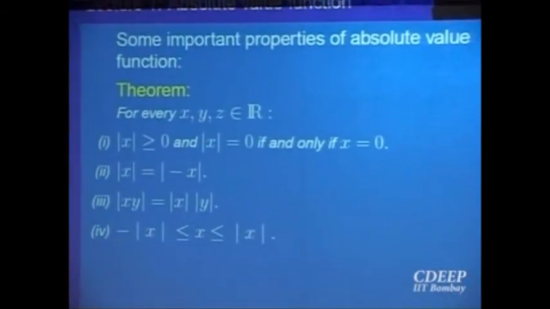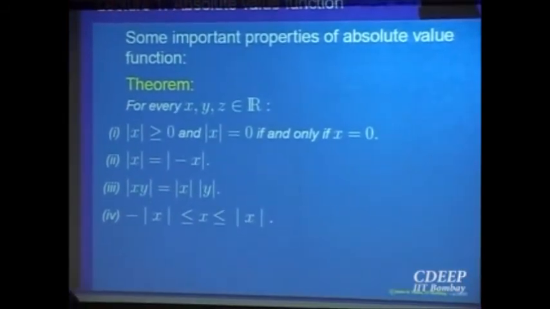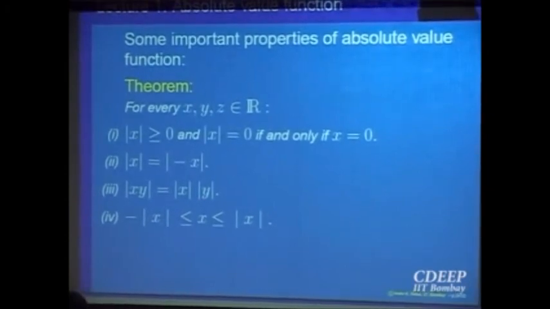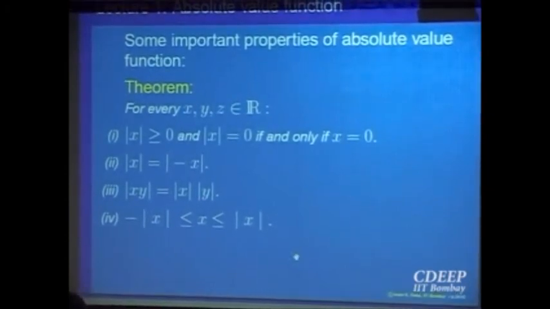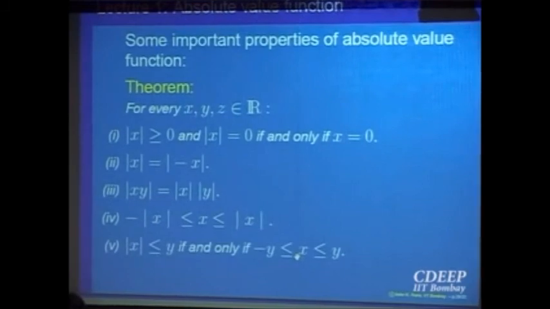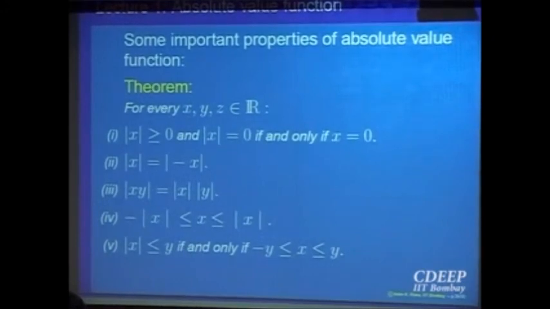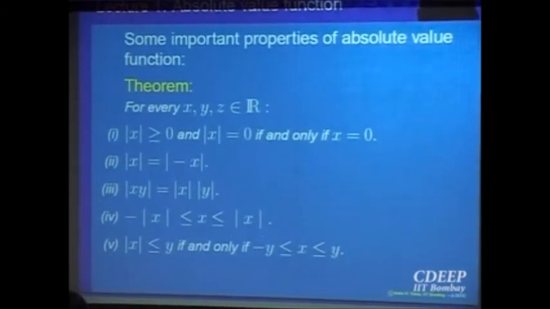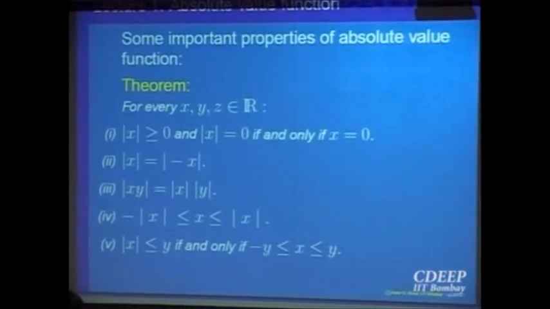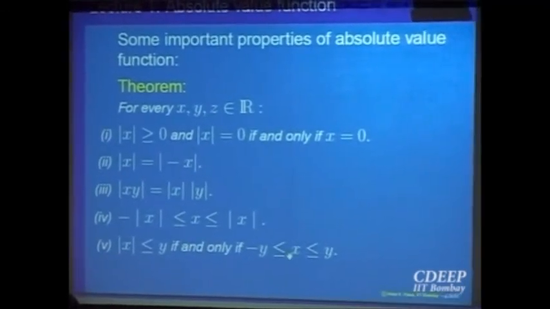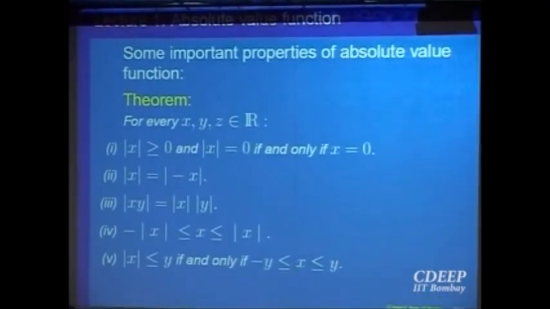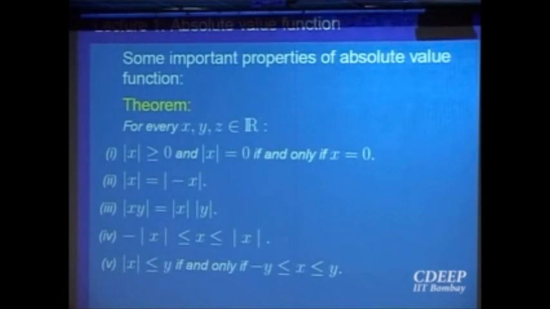Now, for example, this is again the same property written in a different way, that for any number x, minus mod x is always less than or equal to x less than or equal to mod x, right? Because it's a distance, okay? And now this gives you a very simple consequence, that mod of x is less than y. That automatically makes y a non-negative number because x could be 0, okay? So if and only if minus y is less than or equal to x is less than or equal to y. So how simple things are proved by using simple definition only.